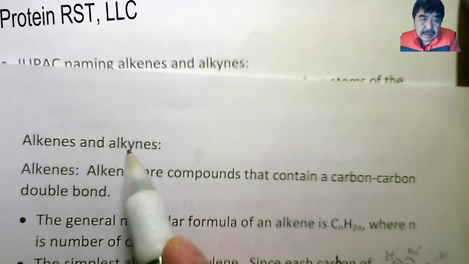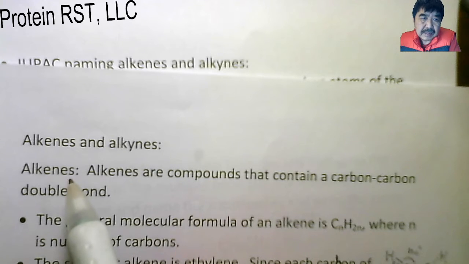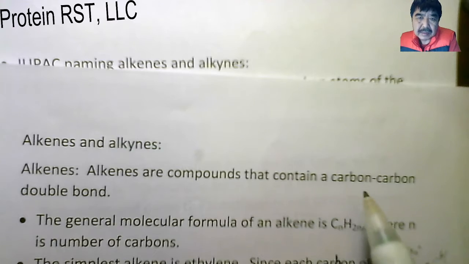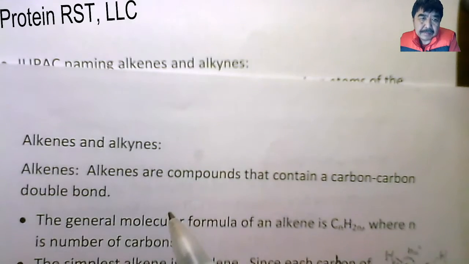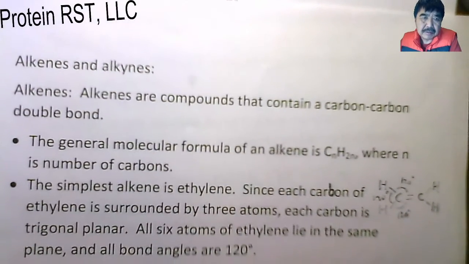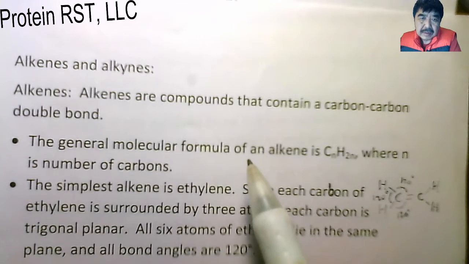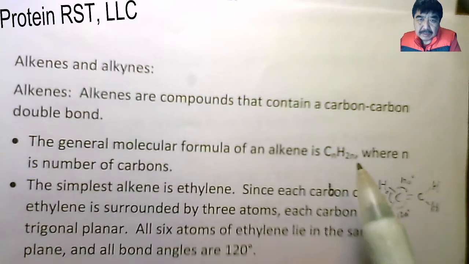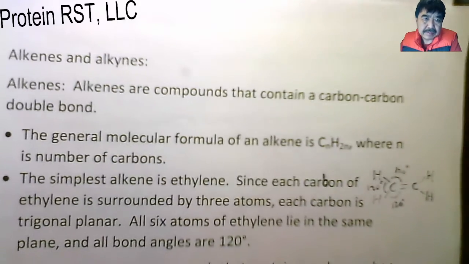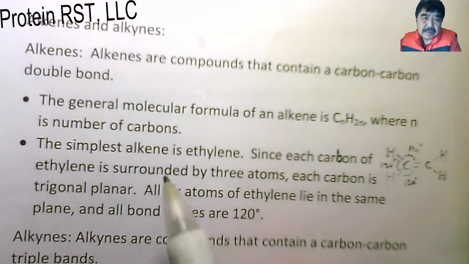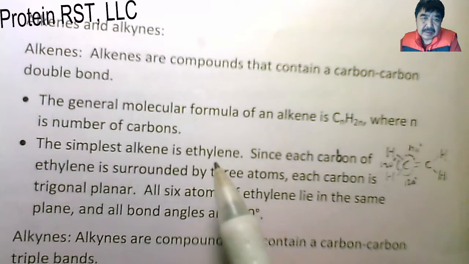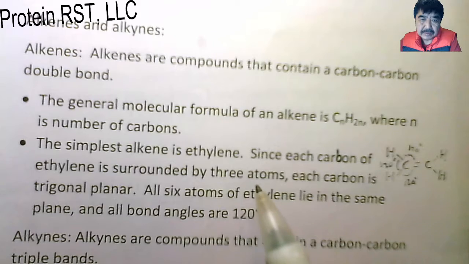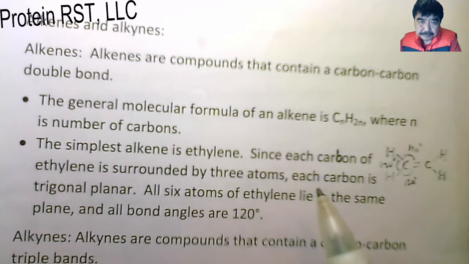Alkenes and alkynes. Let's take a look at the alkenes first. Alkenes are compounds that contain a carbon-carbon double bond. The general formula of an alkene is CnH2n, where n is the number of carbons. The simplest alkene is ethylene, since each carbon of ethylene is surrounded by 3 atoms.